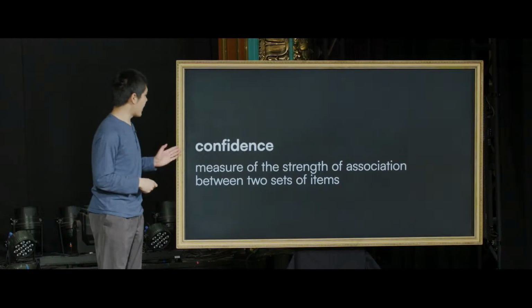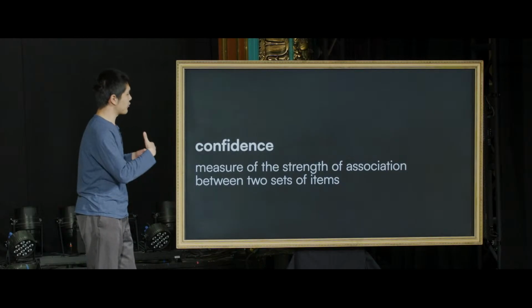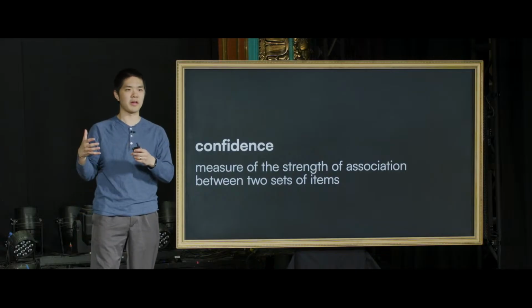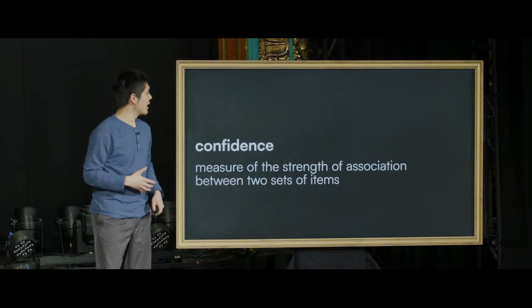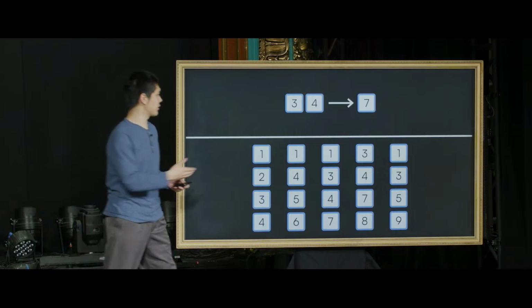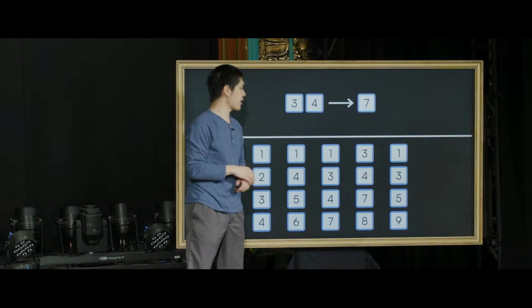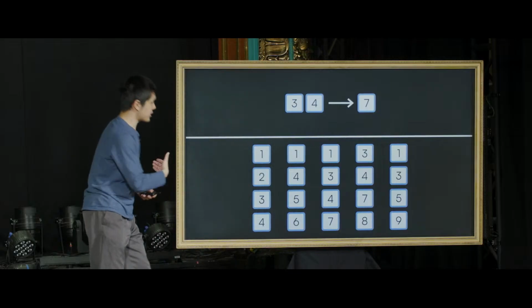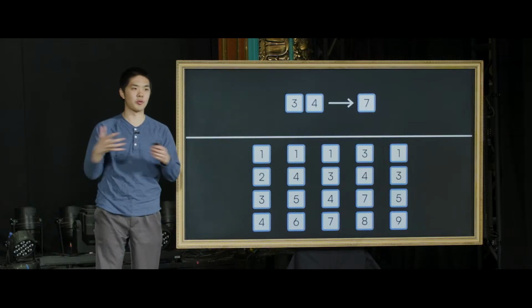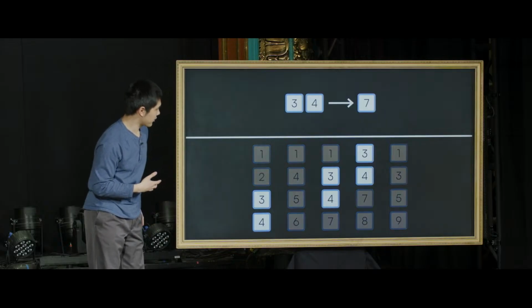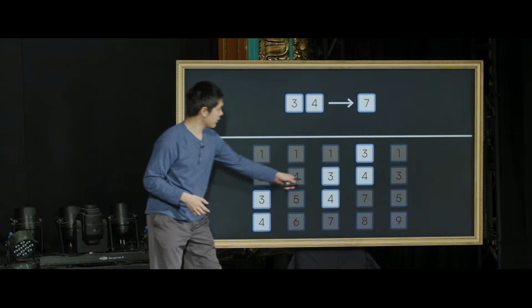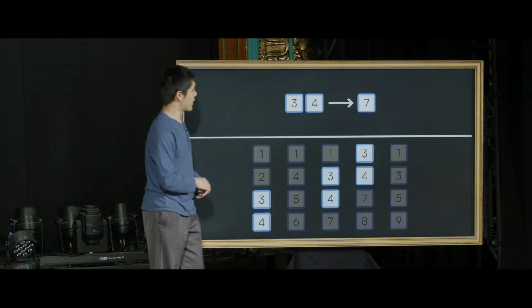We're going to define this by defining what we call the confidence. The confidence is a measure of the strength of the association between sets of items. And so if I want to understand what is the confidence of buying items 3 and 4 predicting that you'll also buy item 7, let me first ask, well, which of these customers bought items 3 and 4 together? And we'll see that there's 3 of them, 3 and 4 here, 3 and 4 there, 3 and 4 over there.